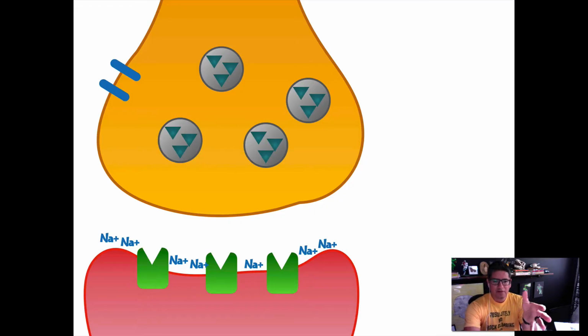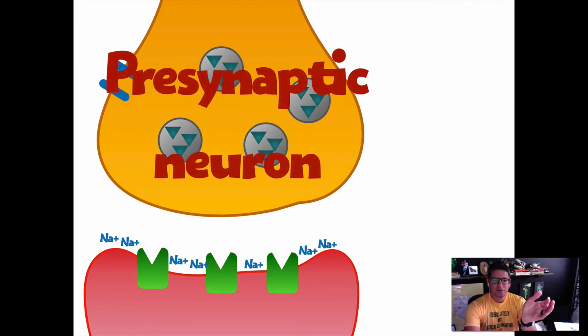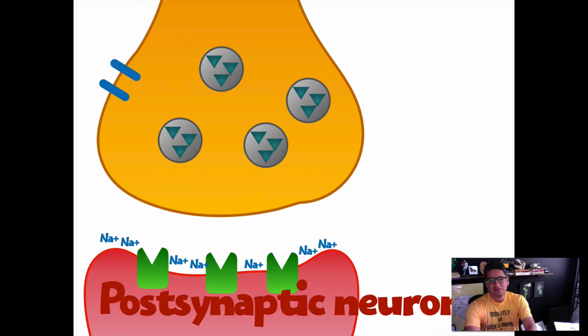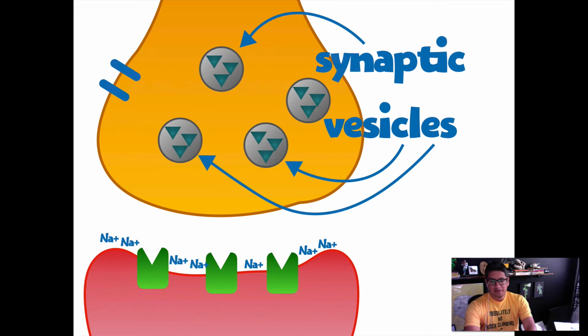Let's label what we have going on here first. The first knob that you see is called the presynaptic neuron. Then we have a space in between called the synaptic cleft, and then we have a postsynaptic neuron. Also we have the synaptic vesicles. These are surrounded by a phospholipid bilayer membrane, and they're spherical. Inside of these synaptic vesicles, we have what's called a neurotransmitter.